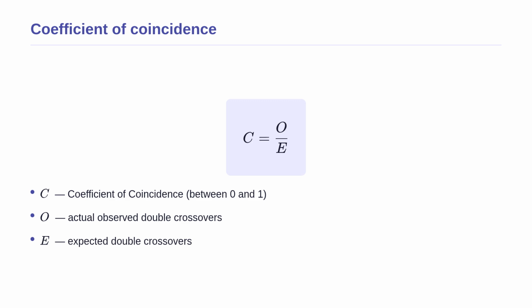The numerator, O, is the actual number of double crossover offspring counted in your genetic cross experiment. The denominator, E, is the theoretical number we just learned how to calculate. If the observed number matches the expected number, the fraction equals 1, meaning zero interference. As physical constraints block crossovers, the observed number drops, and the value of C decreases toward 0.